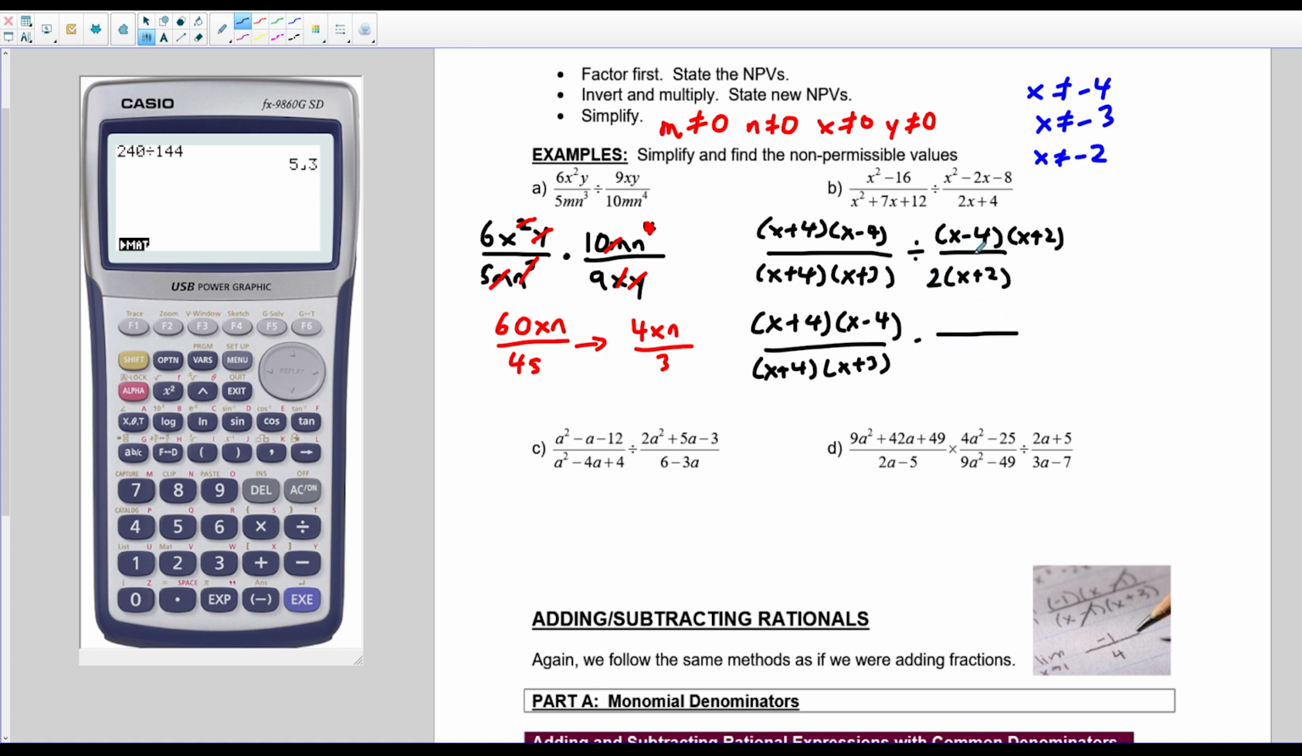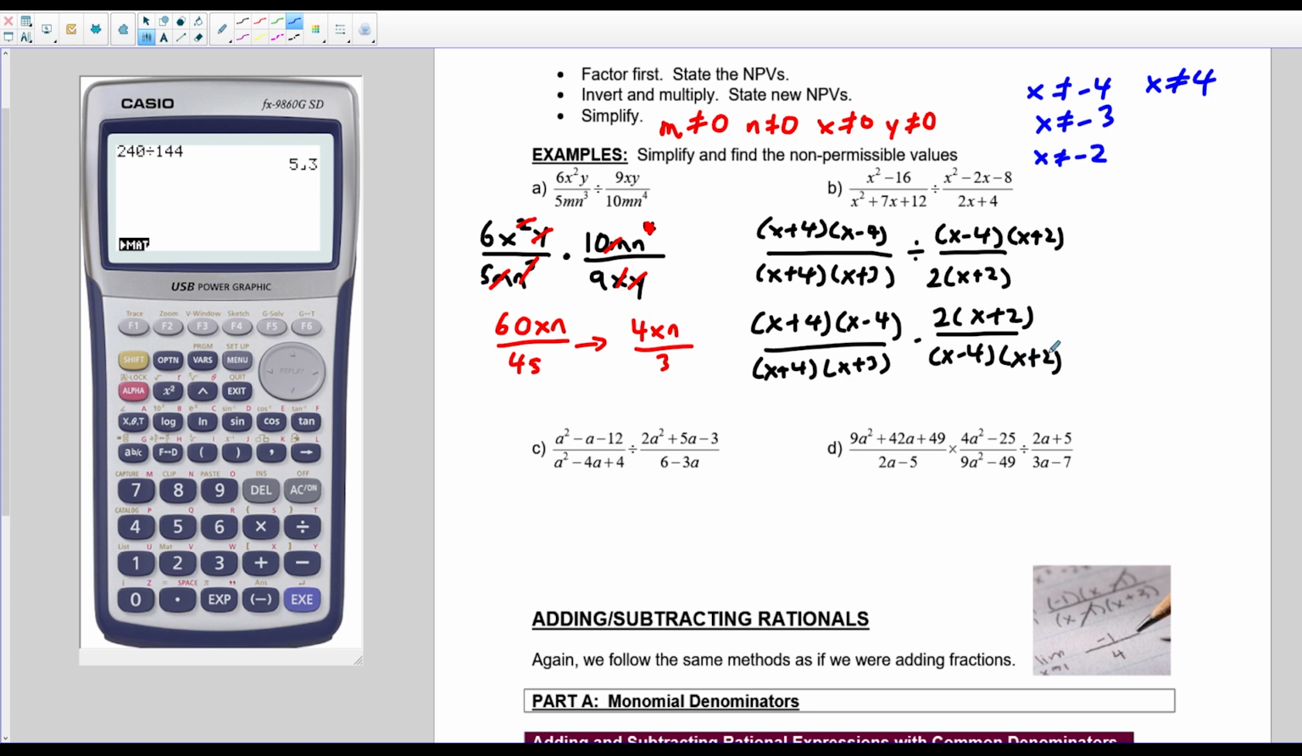I'm going to switch the top and the bottom here. So the 2 times x plus 2 goes up top, and the x minus 4 times x plus 2 goes on the bottom. And we can see here that we now have two new NPVs. In this case, we get x cannot equal +4.